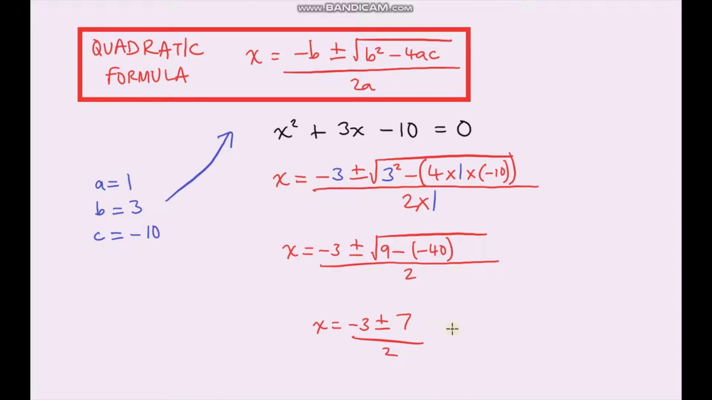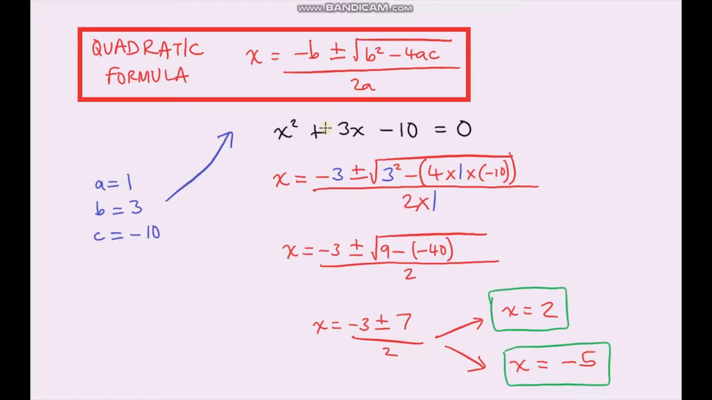So let's write down our two solutions. We've got x equals negative 3 plus 7, that is 4. 4 divided by 2 is 2. And if we do our other solution, we're going to have x equals negative 3 subtract 7, that's negative 10, divided by 2, that is negative 5. So we've got two solutions.